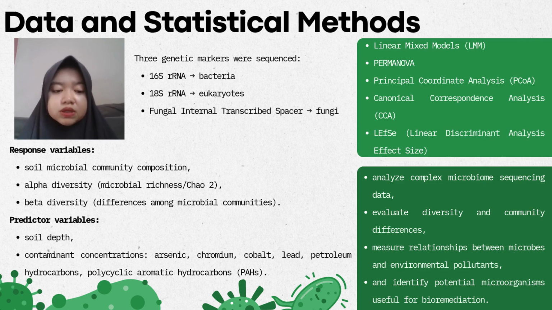The response variables were microbial community composition, alpha diversity, and beta diversity, while the predictors were soil depth and contaminant concentrations such as arsenic, chromium, cobalt, lead, petroleum hydrocarbon, and polycyclic aromatic hydrocarbon.